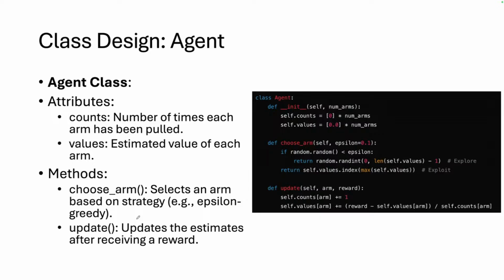This is the class design for agent. It's slightly more complicated. I won't go into it. But this is our agent class that is taking an action here. Agents have 2 things. They have to choose an arm, and then they have to update their rewards.